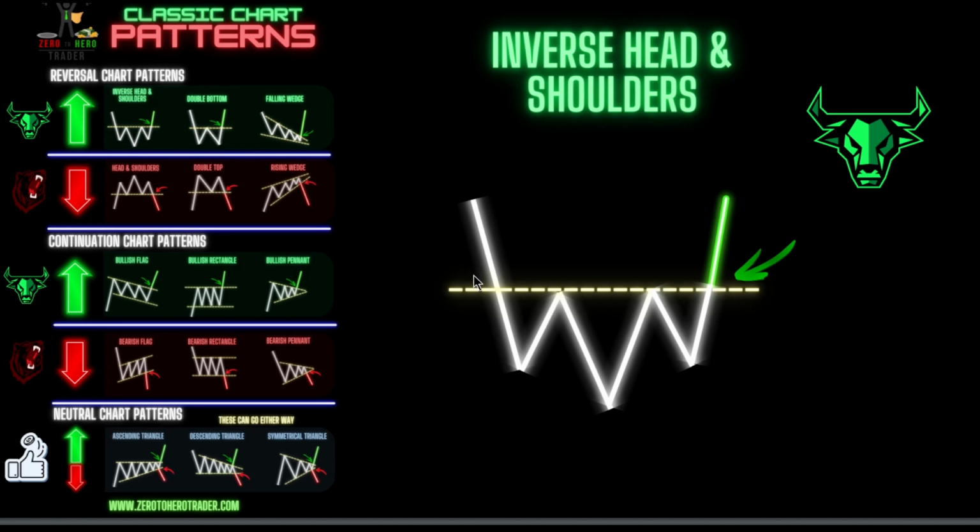Number one, you're going to need to be in a downtrend. This is going to be a bullish reversal pattern, so in order for it to be a bullish reversal, we're going to have to be in a downtrend to start with. So number one is that downtrend.